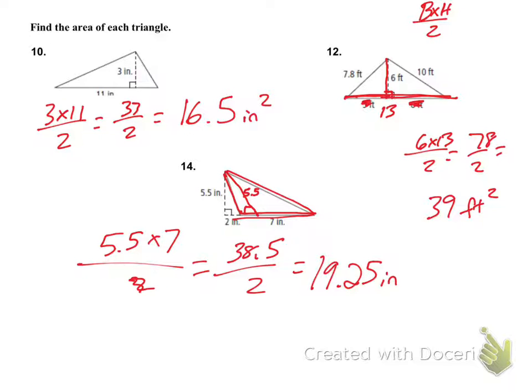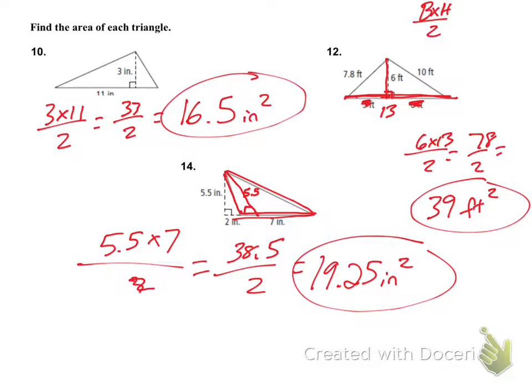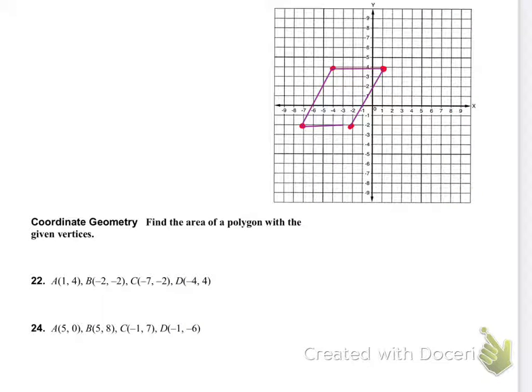inches squared, and that one is correct. So those are my 3 answers there. All right, so find the area of the polygon. So I already graphed 22 here, and so I need to find the area of this polygon.